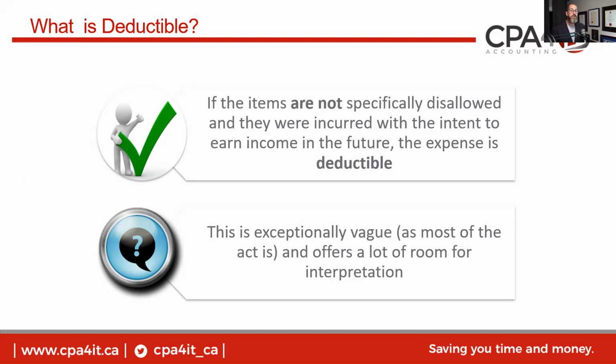The good news is there are not many things that are specifically disallowed by the Income Tax Act. Some of the most notable things are golf green fees, club memberships, and your primary telephone line. Now, if you have a cell phone, secondary lines, business lines, calling features, long distance, all of that can be deducted, but the primary home telephone line is specifically not deductible.